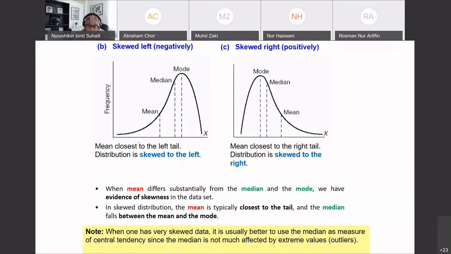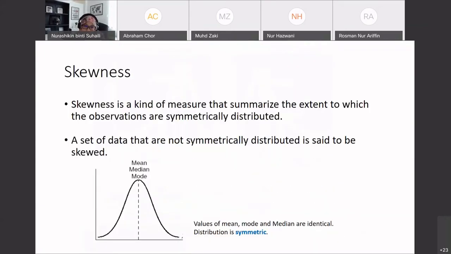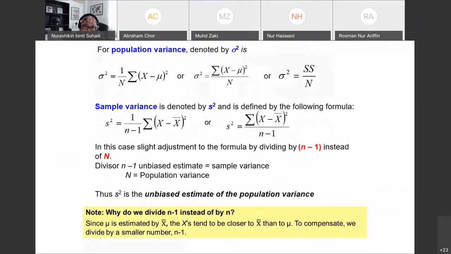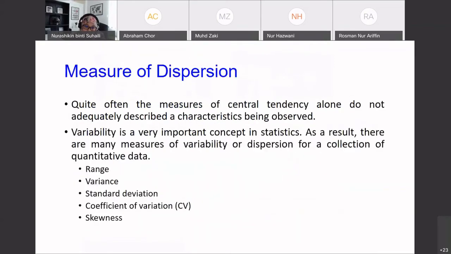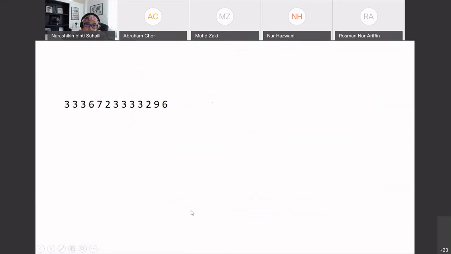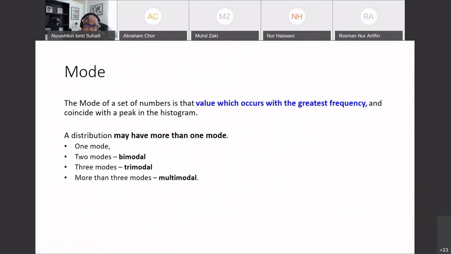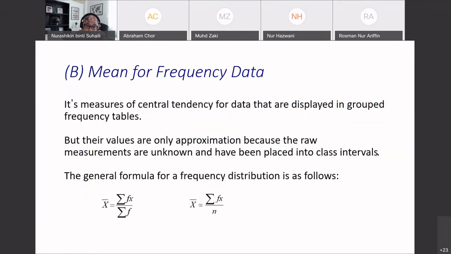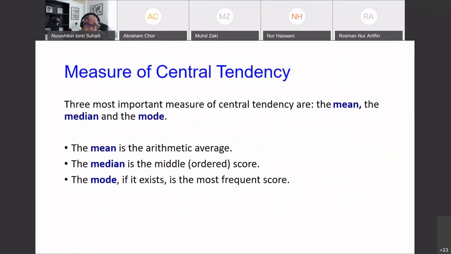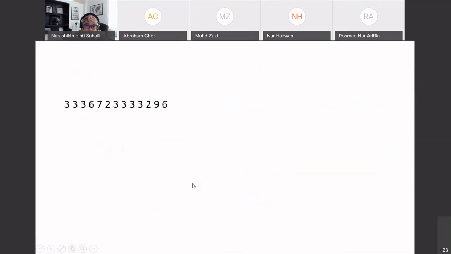Right, so those are the five types of measure of dispersion: the range, variance, standard deviation, coefficient of variation, and skewness. Okay, and under measure of central tendency just now, there are three: mean, median, and mode. Right, so that covers the first lecture.